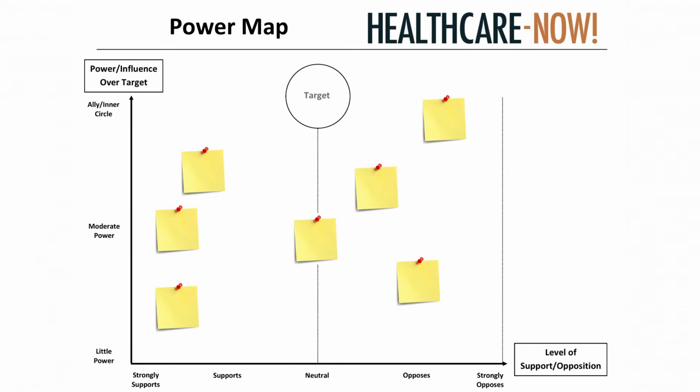And then for folks who are really in the inner circle of this legislator, you want to put them at the top of the power map. And if they're way, way on the outside, then you want to put them at the bottom of the power map.